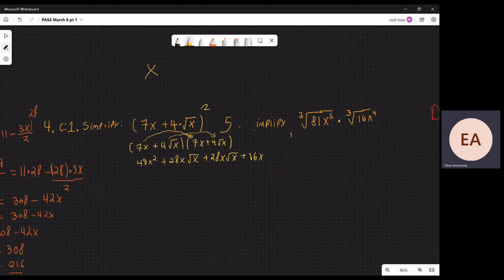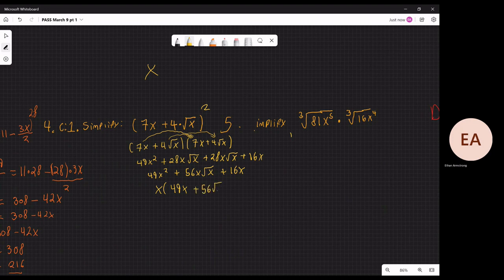Okay, now we will just collect some like terms here. So 49x squared plus we have 56x root x plus 16x. And some teachers would be happy with this final answer. I'm just going to factor out an x from these terms. And that would be your final answer.